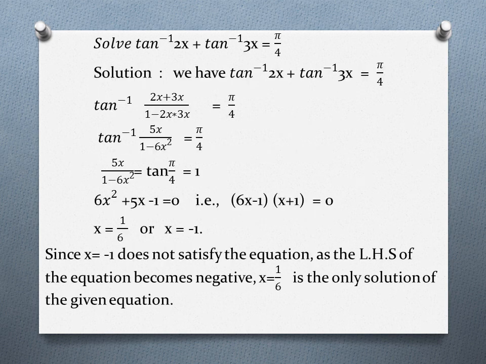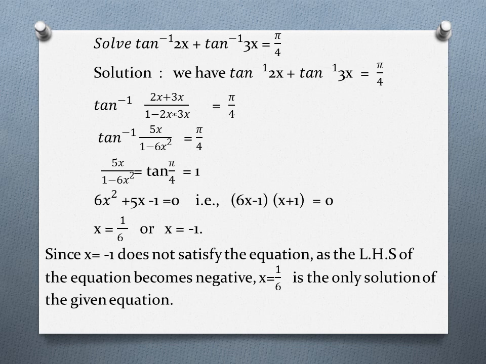By using this tan inverse of x plus tan inverse of y formula, I am going to solve one problem. Tan inverse of 2x plus tan inverse of 3x is equal to pi by 4. Solution: by using the first formula, tan inverse of 2x plus 3x divided by 1 minus 2x into 3x is equal to pi by 4. Simplify the numerator and denominator. Tan inverse of 5x divided by 1 minus 6x square is equal to pi by 4. Therefore, 5x divided by 1 minus 6x square is equal to tan pi by 4. Tan pi by 4 is 1.